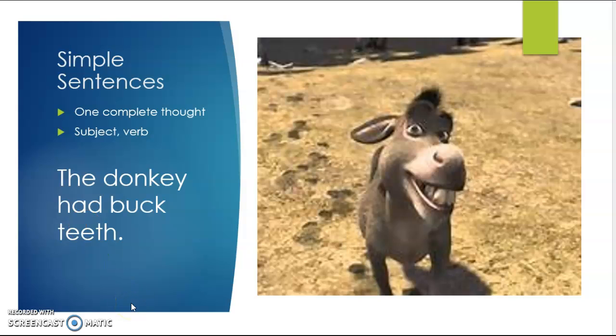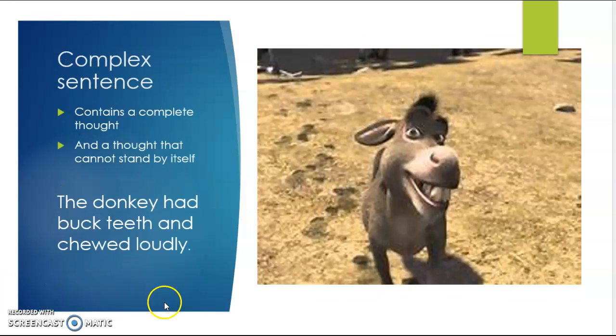First, we're going to look at simple sentences. Now, please enjoy my Shrek references here. A simple sentence, it's simple, right? One complete thought. There is a subject and there is a verb. So this example, the donkey had buck teeth, okay? So the subject is the donkey. The verb is had buck teeth. This is a simple sentence with one complete thought. We can read it at a glance and comprehend it. Simple sentences are beautiful in the workplace.